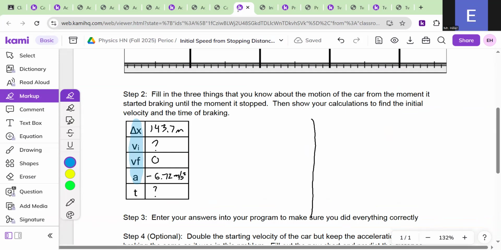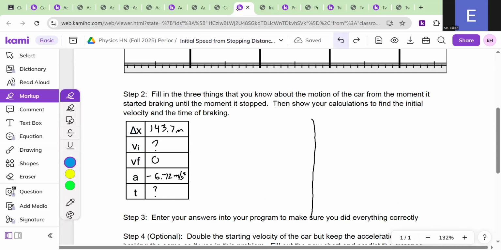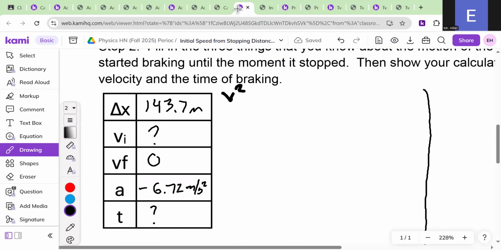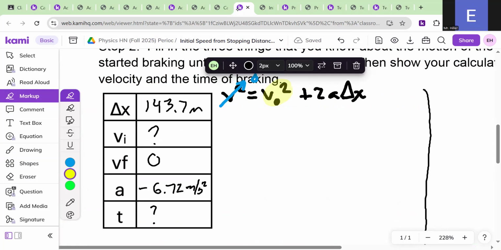No, because I don't. Yeah, I could do that. I could group those variables together to find the initial velocity, and that group of variables would correspond to equation number 10. V squared equals V naught squared plus 2a delta x. Now, V final is 0, okay? And realize, guys, in order to solve for V naught, you have to solve for V naught squared.